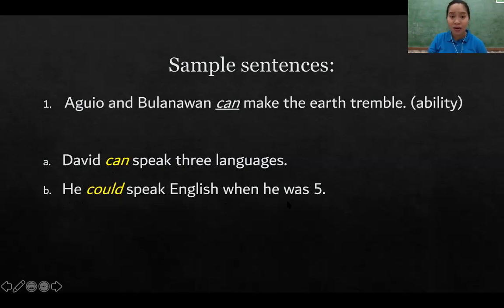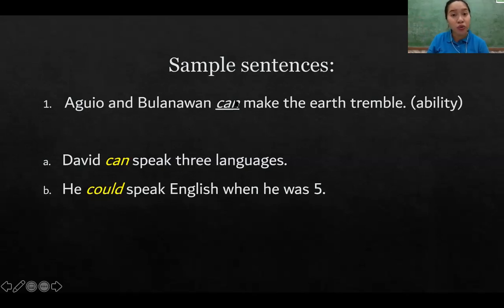In the example, he could speak English when he was 5. We do not know if he can still speak English presently. He is no longer 5, so probably he is older now. When he was still 5, he could speak English, so we use could. If he can still do it at present, you use the modal can. I also want you to practice writing examples here, at least 2 examples for every modal.